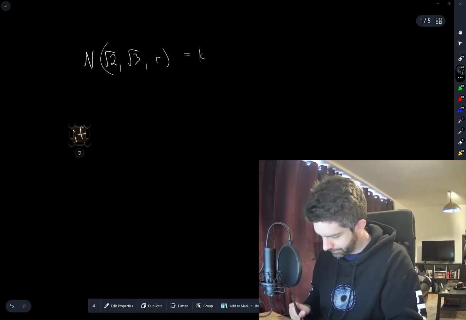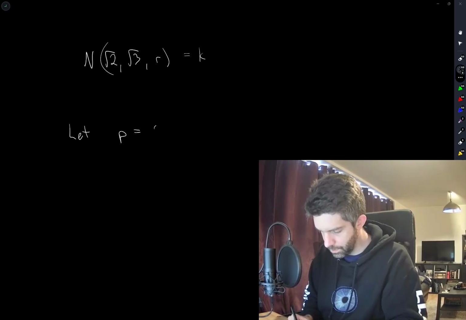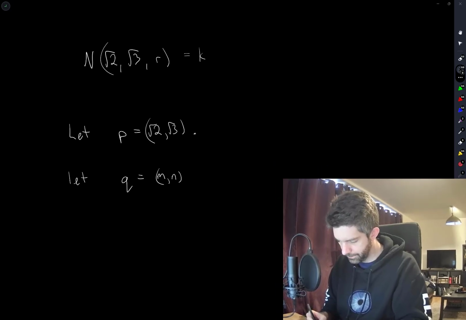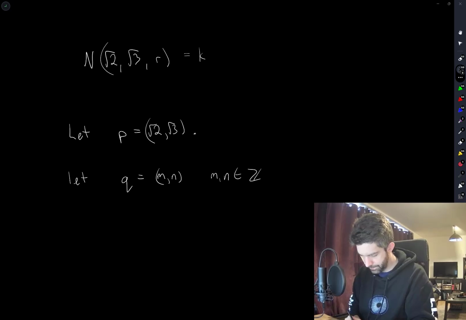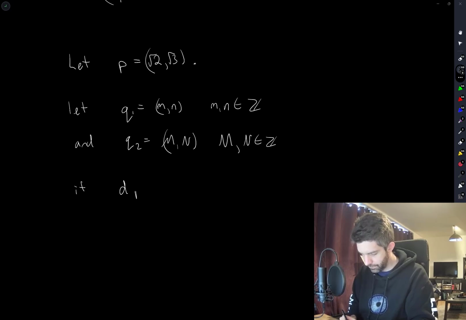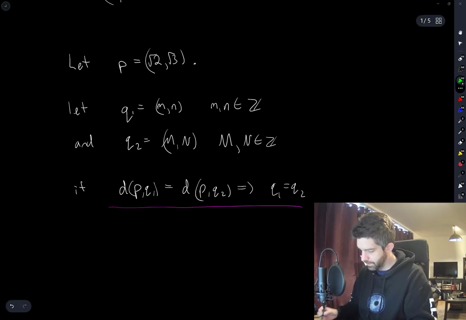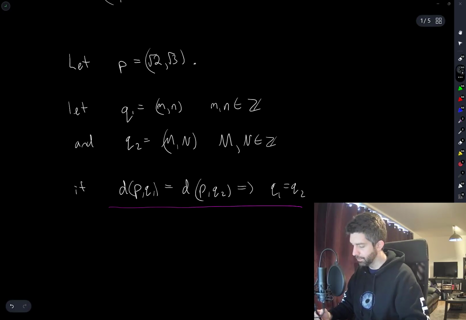Okay. So let's let P be equal to the point (√2, √3). Okay, so if Q1 is equal to (m, n), m and n integers, and Q2 is equal to (M, N), again both integers, if the distance from P to Q1 is equal to the distance from P to Q2, this implies that Q1 equals Q2. This is a result from a previous part of this problem that I worked on in a previous video.